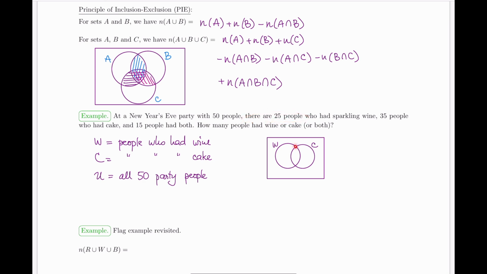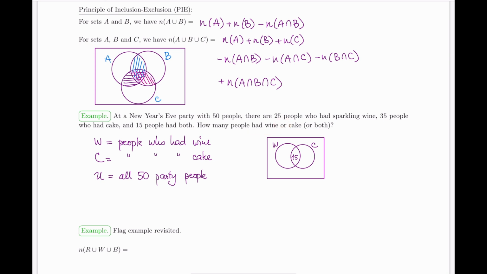So what I have is 25 people had sparkling wine, so 25 people go here. And as we just discussed, I can't quite place it because I don't know which of the 2 regions it belongs to. 35 people had cake, 15 people had both. So I know that 15 is the number in the intersection. Now, let's see what the question is asking and see if we can answer it by applying the principle of inclusion-exclusion directly without referring or relying heavily on the Venn diagram. How many people had wine or cake or both?